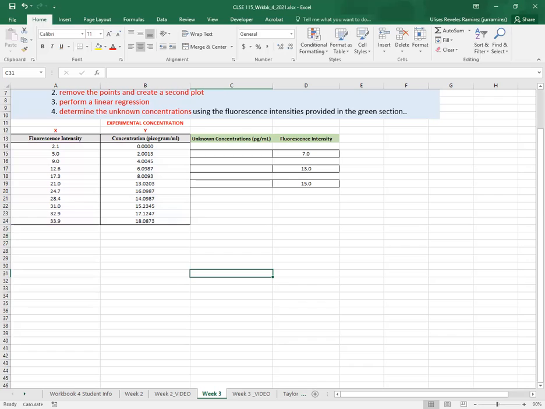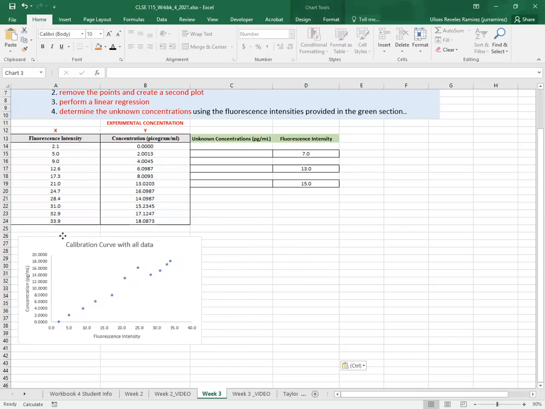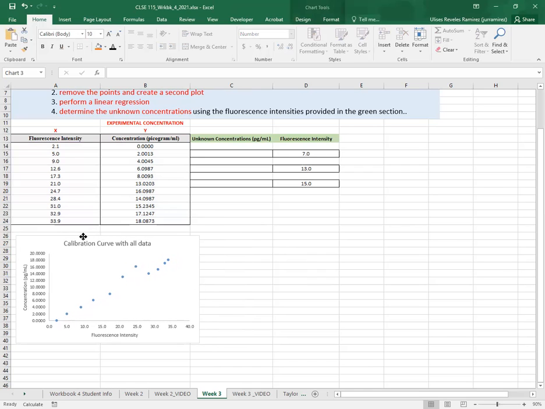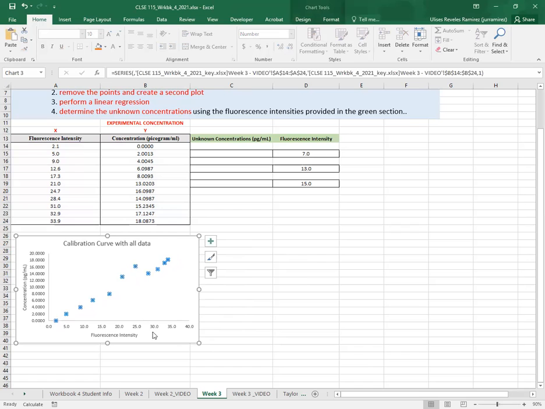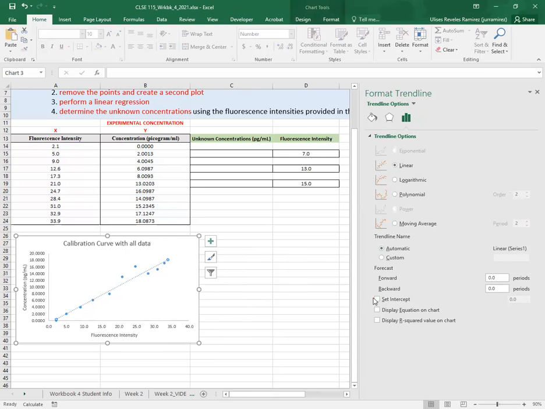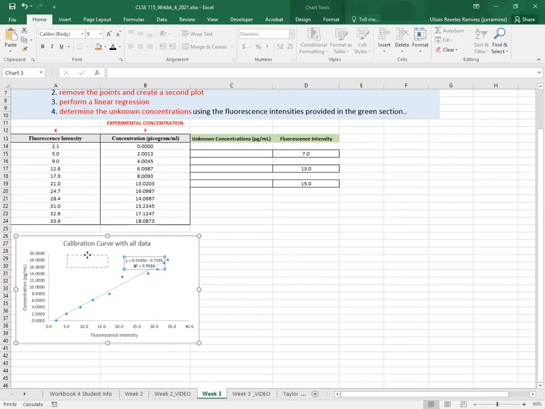Right? So let's add the labels here. Remember, X is the fluorescence, Y is the concentration. Now I'm going to right click, add trend line, linear, display equation, display R square. Okay, this is our model. The model is the dashed line. Now we can see the R square is not great. It's 0.95, but remember, it has to be one to be a perfect fit, or as close as possible to one.